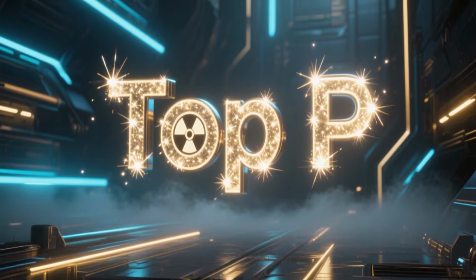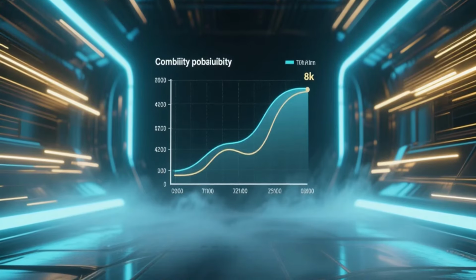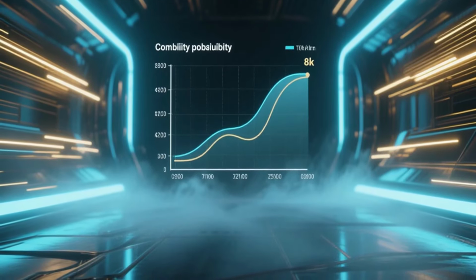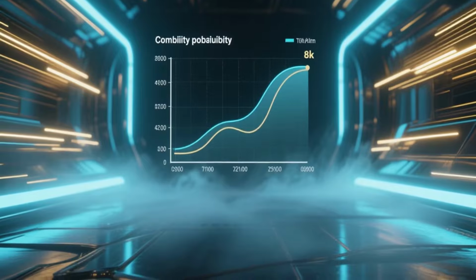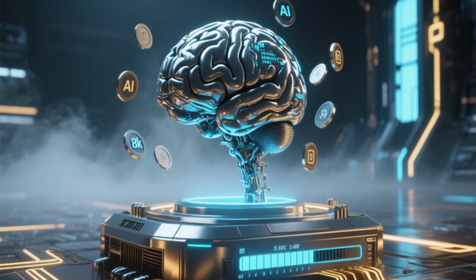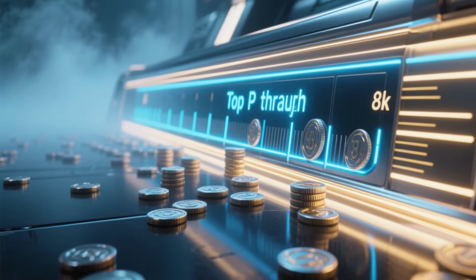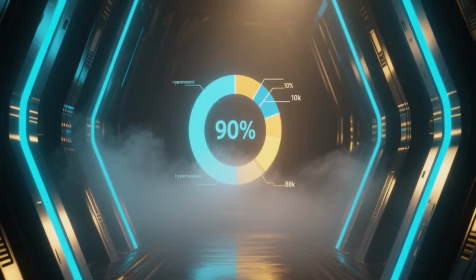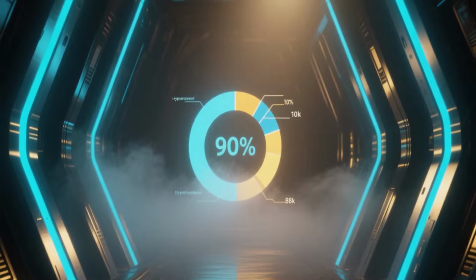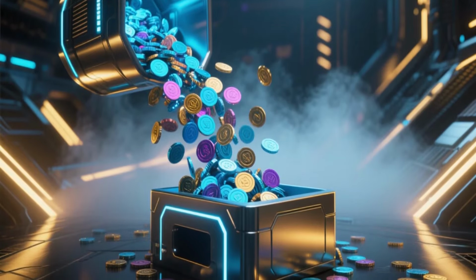Top P, which is sometimes called nucleus sampling, works a bit differently. Instead of selecting a fixed number of top tokens, it selects tokens based on a cumulative probability threshold. Let me explain that in simpler terms. The AI looks at all possible next tokens and their probabilities, then it adds up those probabilities starting from the most likely token, and it keeps adding until it reaches the top P threshold. So if you set top P to 0.9, the AI will consider only the tokens that together make up 90% of the probability mass. This means the AI focuses on the most likely options while still allowing some variation.